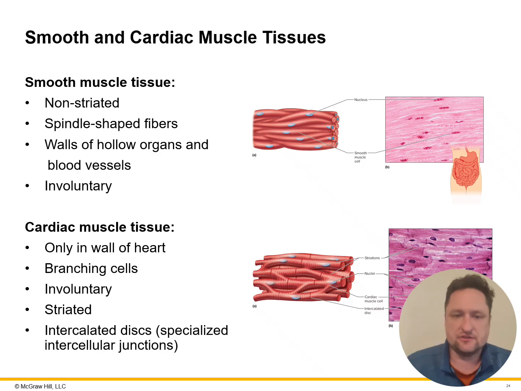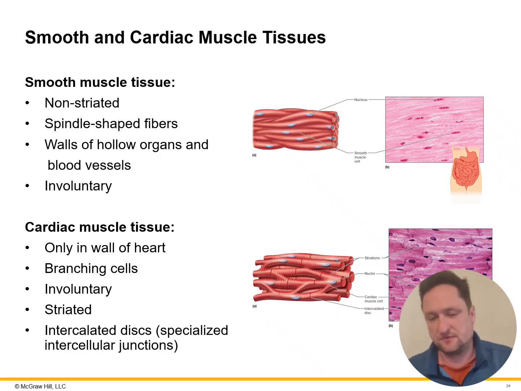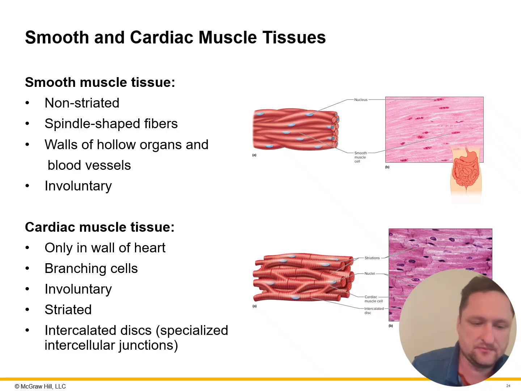This coordination ensures that the heart contracts as a unified organ that's consistent, it's structured, and that maintains a consistent flow of blood throughout our life. Without that, we would be in a lot of trouble. So that's smooth and cardiac muscle.